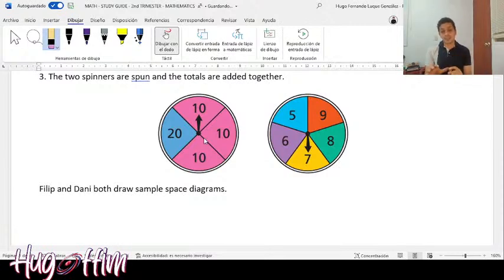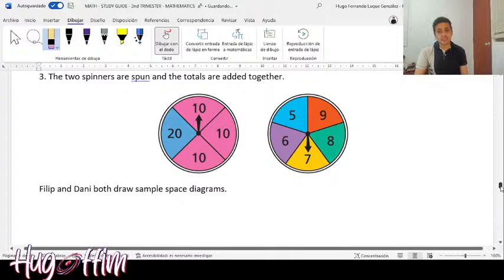So the first thing you need to think is, if you have a spinner and you're repeating the outcomes, you need to put these outcomes in your sample space, in your table. When you use 2 spinners, we can use a table. When we use 3 or more, maybe it's better to use a tree diagram, or you can use the multiplication principle to identify the number of outcomes.